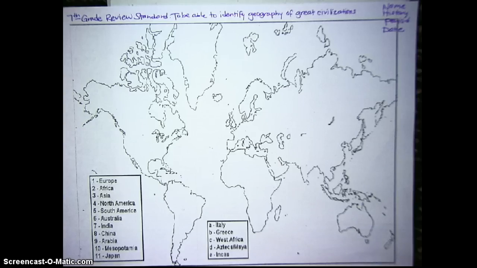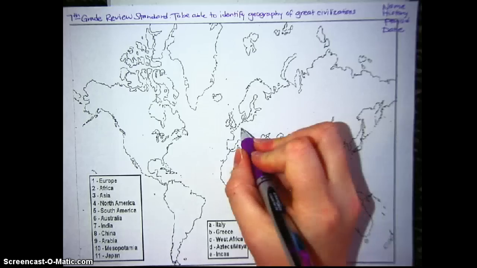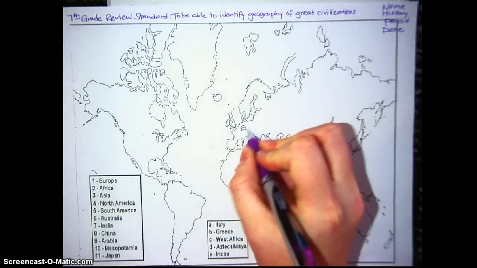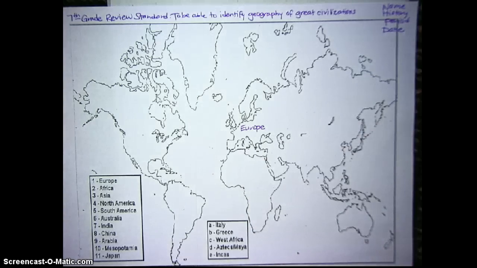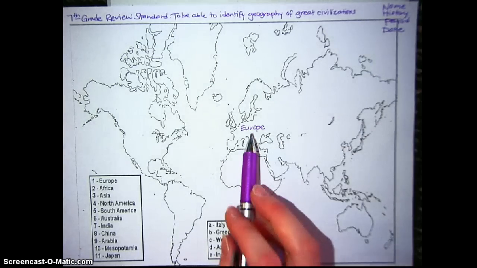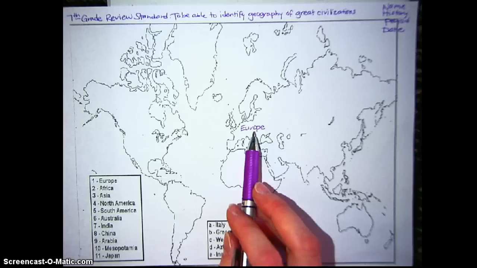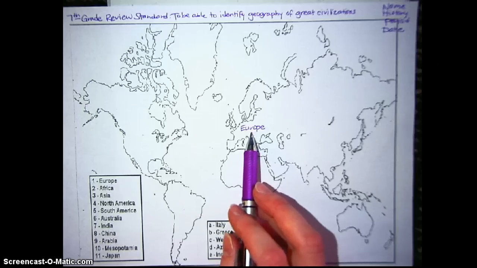Here we go. Number 1. One is Europe. Europe is right here. So just like I'm doing, exactly where I'm doing it, just go ahead and write the term in. Okay? There's 1, Europe. You might want to even say the name of the country and say the name of the area, because it'll help you remember. Remember, if you hear it, see it, say it, write it.